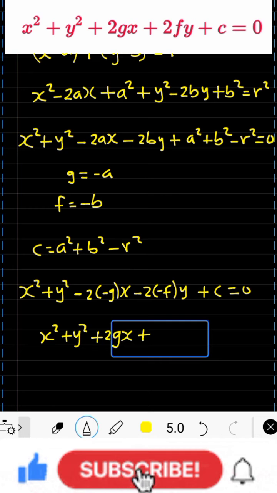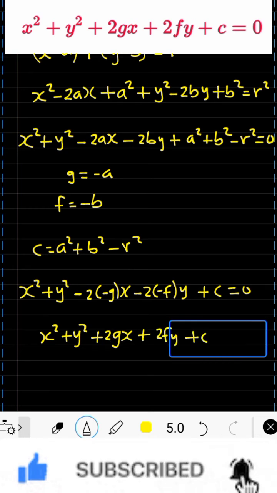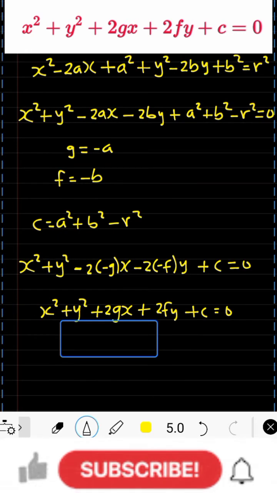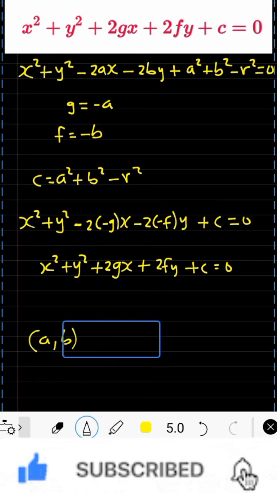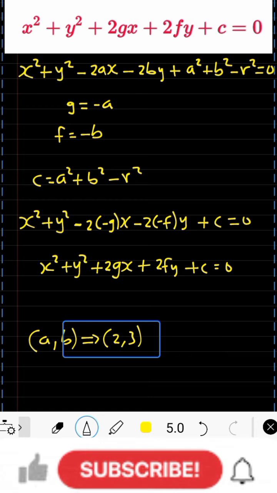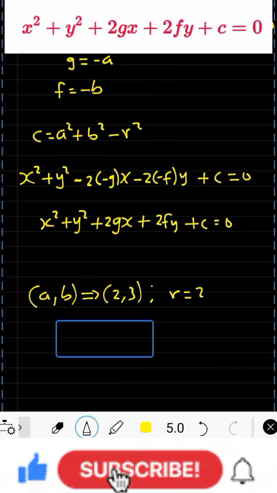So we are going to have 2fy plus c is equal to 0. This is the general form of the equation of a circle, and this is how it is gotten. Now from the question we solved above, the center of the circle (a, b) is (2, 3), and the radius of the circle is equal to 2. So can we derive the general form?